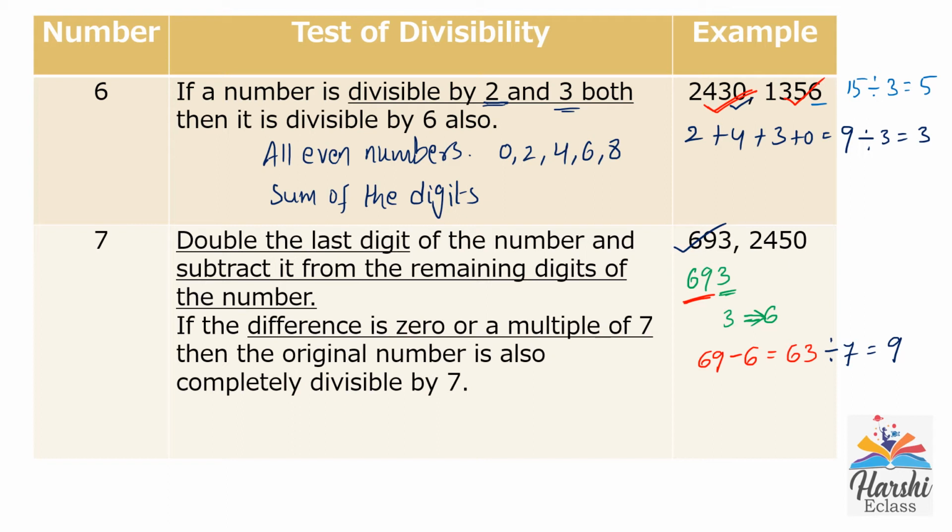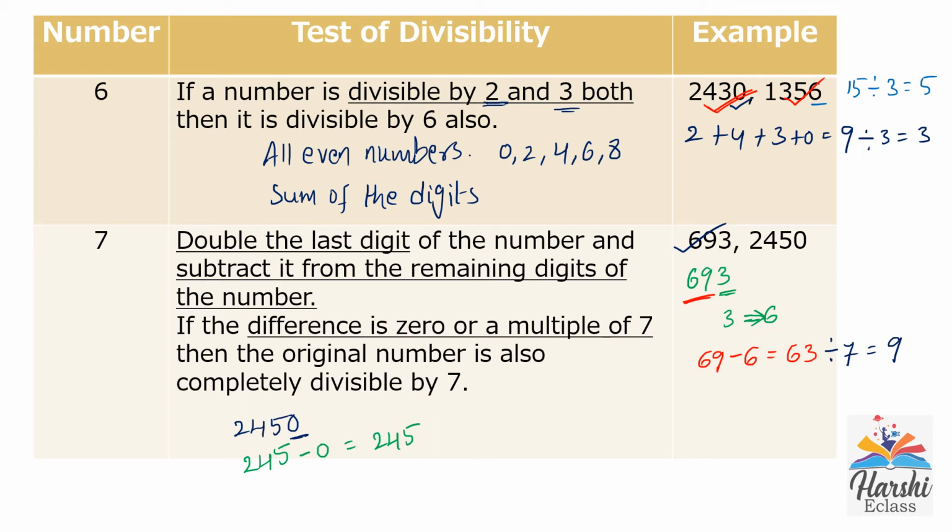Next example, 2450. Here the given number is 2450. What do we need to do? First, separate the last digit. So 245 will be there, and 0. If you double the 0, then also you will get 0 only. Subtracting 0 also gives 245 only. 245, is it completely divisible by 7?